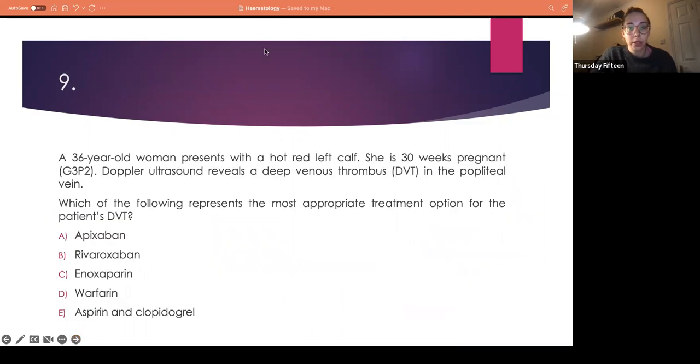Cool, so question 9. This one's about a pregnant lady with a DVT. What's the most appropriate treatment option for her? So is it a DOAC? Is it low molecular weight heparin? Is it warfarin? Or is it dual antiplatelets?